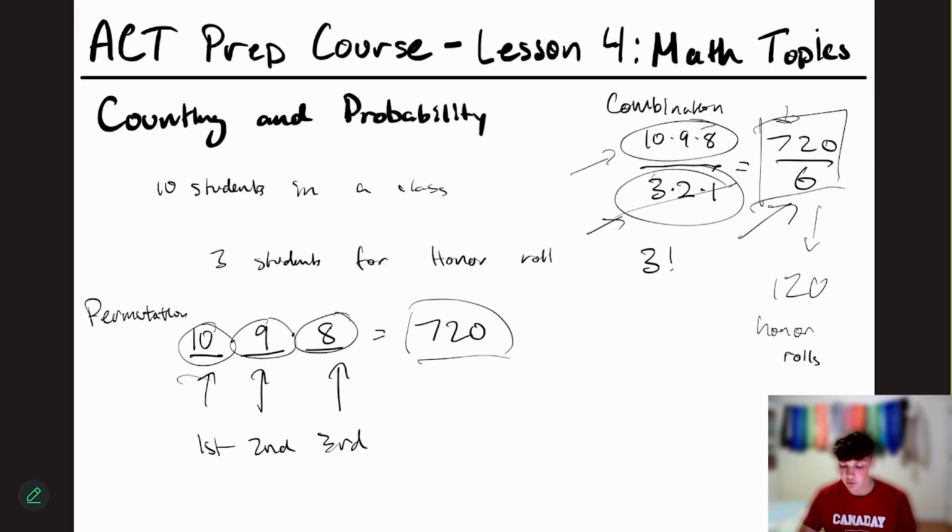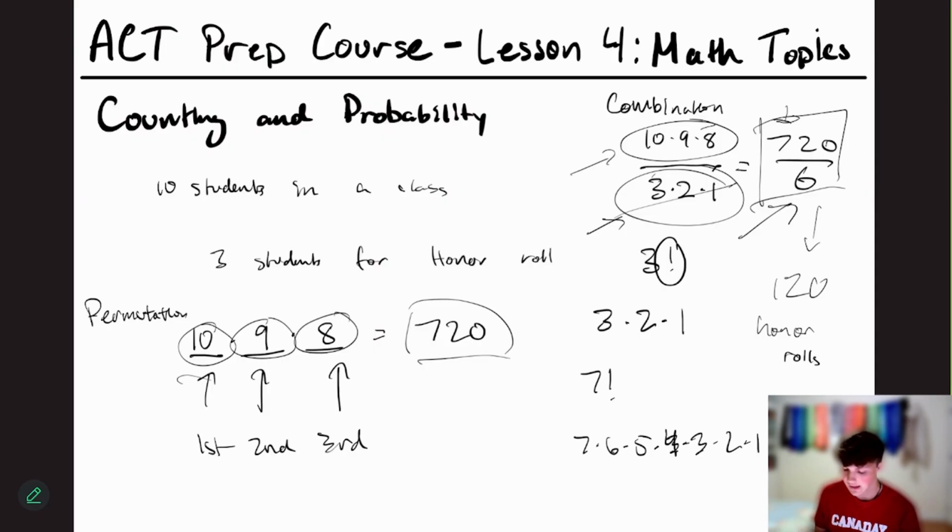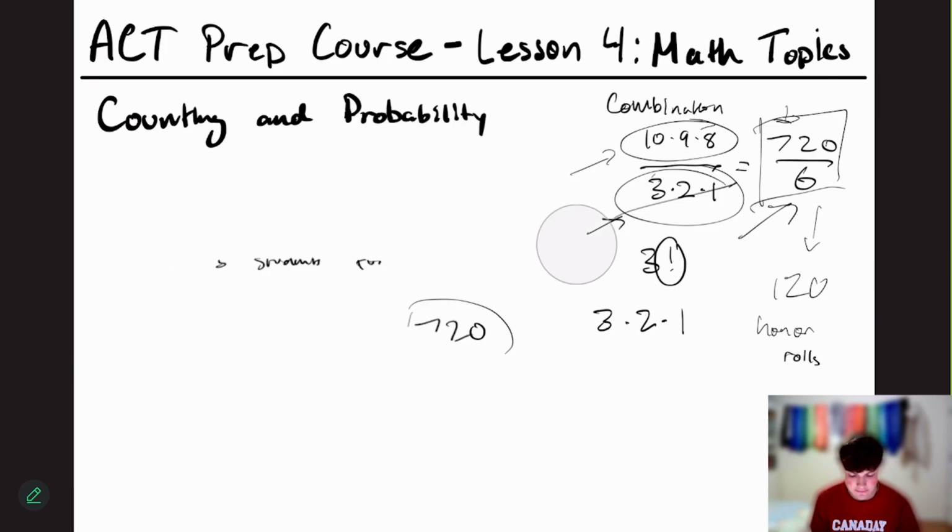If you've never seen what a factorial is, it's very simple. The exclamation mark means factorial, which just means multiply 3 times 2 times 1. Factorial of 7 is just 7 times 6 times 5 times 4 times 3 times 2 times 1. So don't get hung up on that. You won't really see that on the ACT, but it's useful to understand for permutations and combinations. So that's one of the biggest things in counting that's very important.